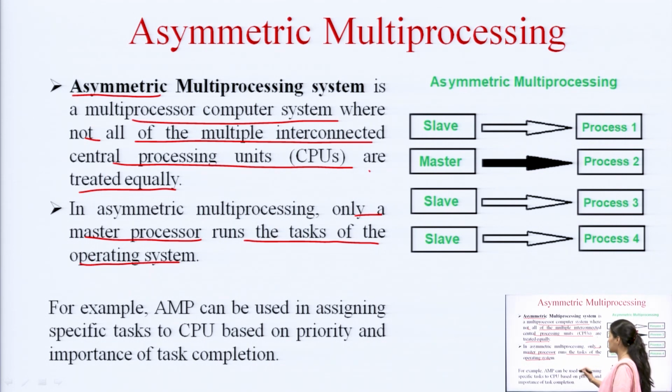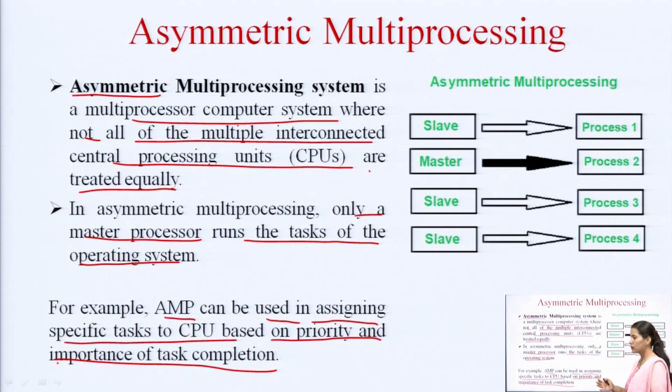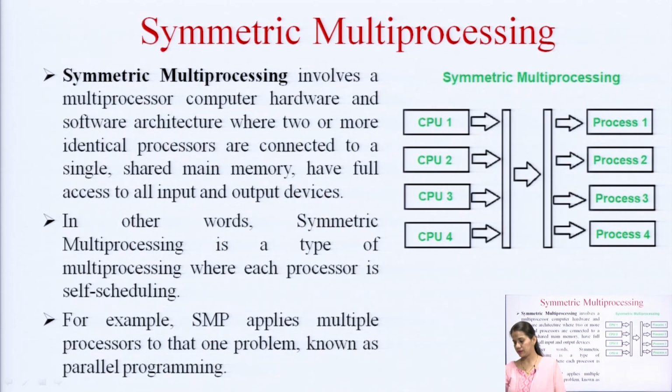For example, asymmetric multiprocessing can be used in assigning specific tasks to CPUs based on priority and importance of the task completion. So, all the CPUs which are involved in the asymmetric multiprocessing system are allotted tasks according to the priority of the task or the importance of the task completion. This is the figure representing the idea of asymmetric multiprocessing, that there are different processes, process 1, 2, 3 and 4, and the master processor is performing a particular task and all others are treated as slave processors, and they are performing some other types of processes. So, this is the idea of asymmetric multiprocessing.